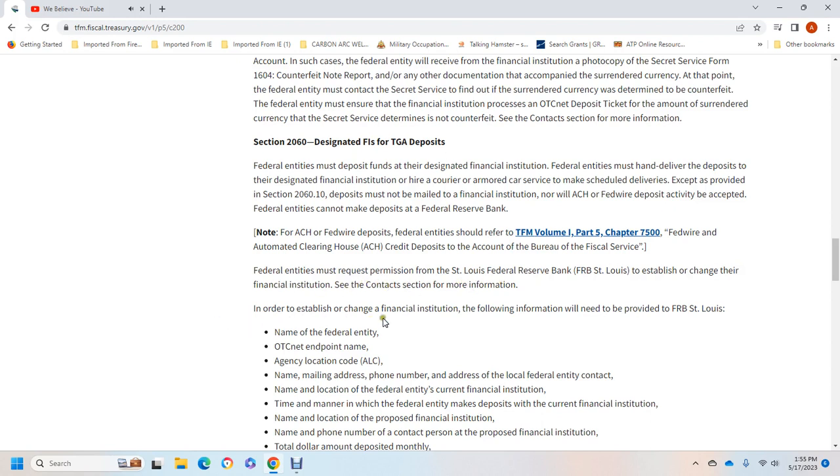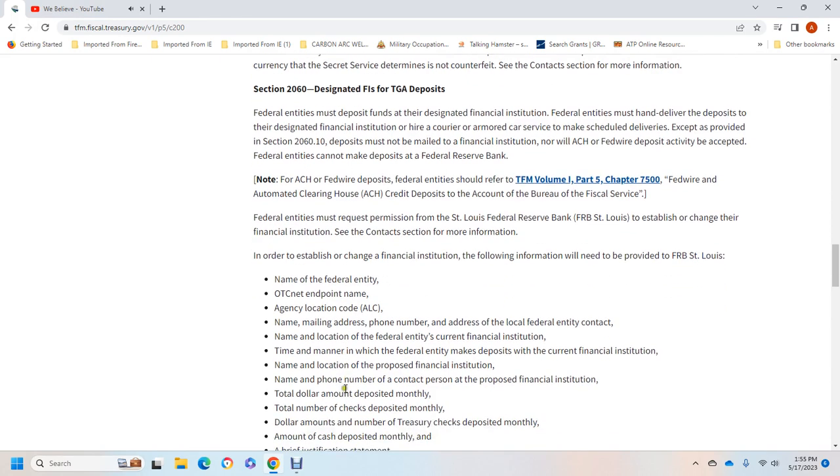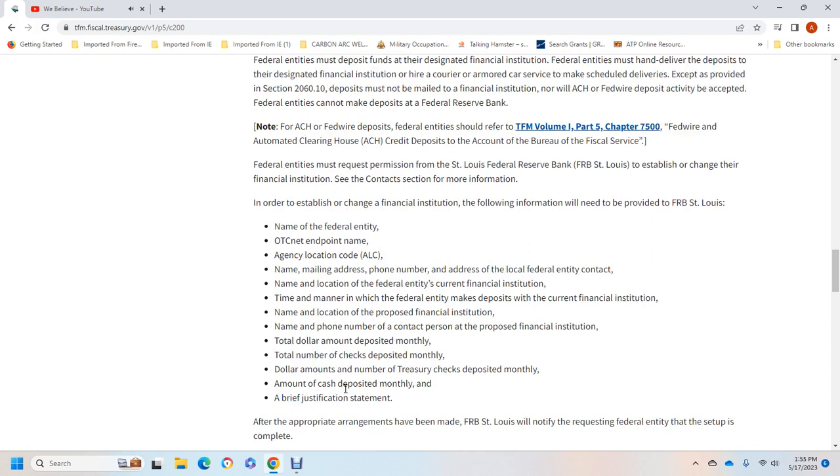In order to establish or change the financial institution, the following information will need to be provided to the Federal Reserve Bank of St. Louis: name of the federal entity, over-the-counter endpoint name, agency location code, mailing address, phone number, address of the local federal entity, contact name of the location, current financial institution, time and manner in which the federal entity makes the deposit at the current financial institution, name and location of the proposed financial institution, name and phone number of the contact person at the proposed financial institution, total dollar amount of the deposit, monthly total number of checks deposited, monthly dollar amounts, number of Treasury checks deposited monthly, amount of cash deposited monthly, and a brief justification statement.